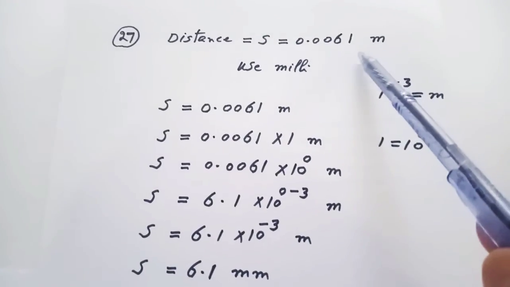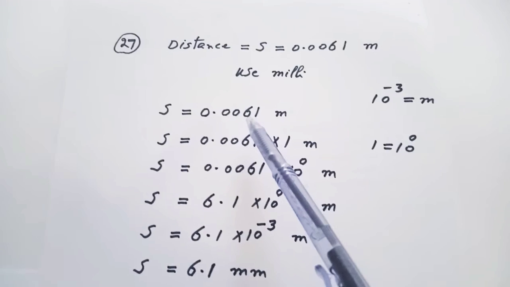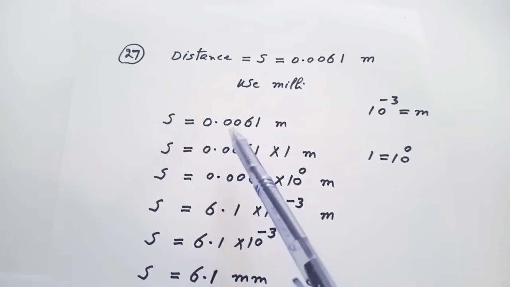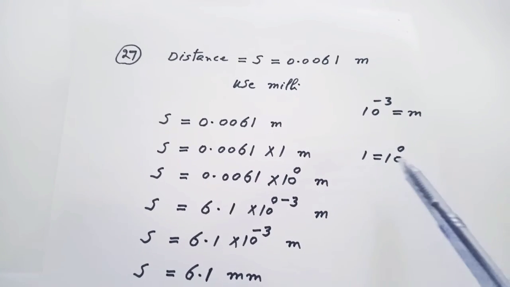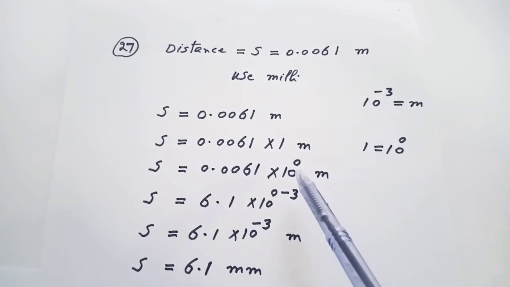Here is the distance in meter. Use milli. 10 power minus 3 is milli. So how do we use the prefix here? This is another type of question. Here we multiply this number with 1, and 1 is equal to 10 power 0. And in place of 1 we write 10 power 0.